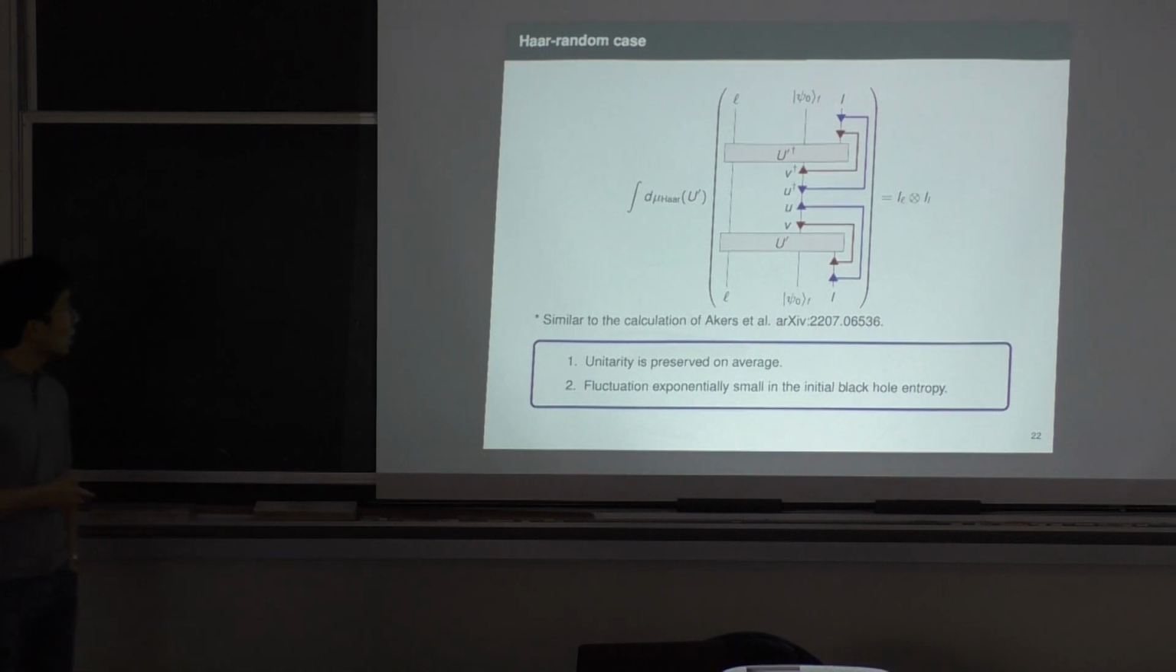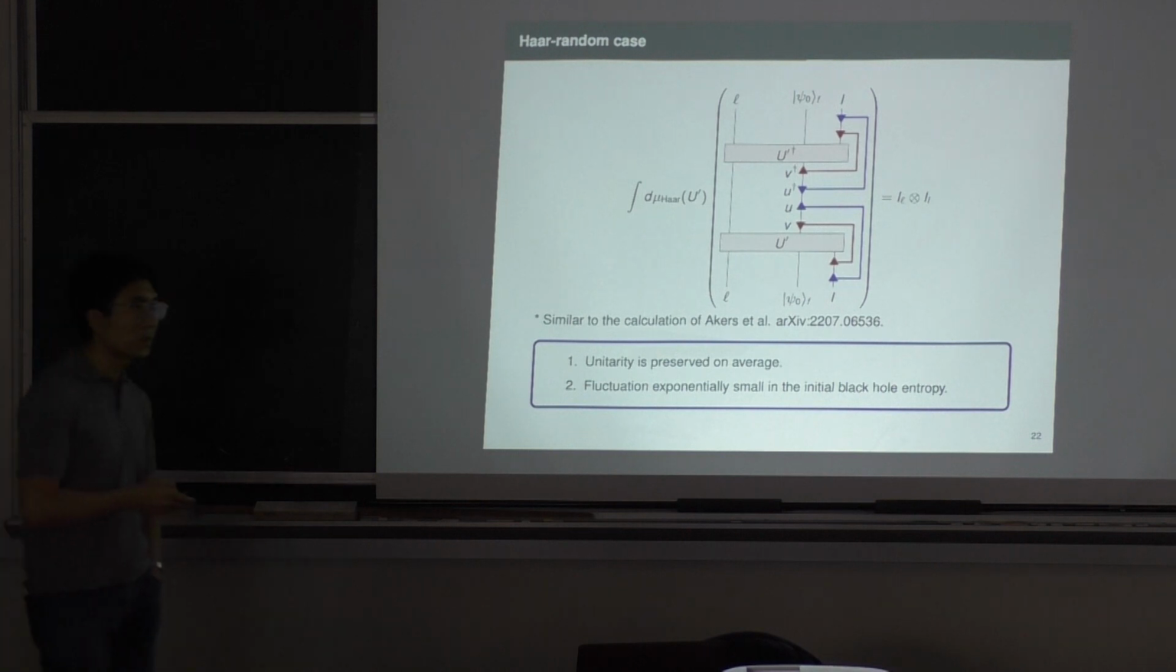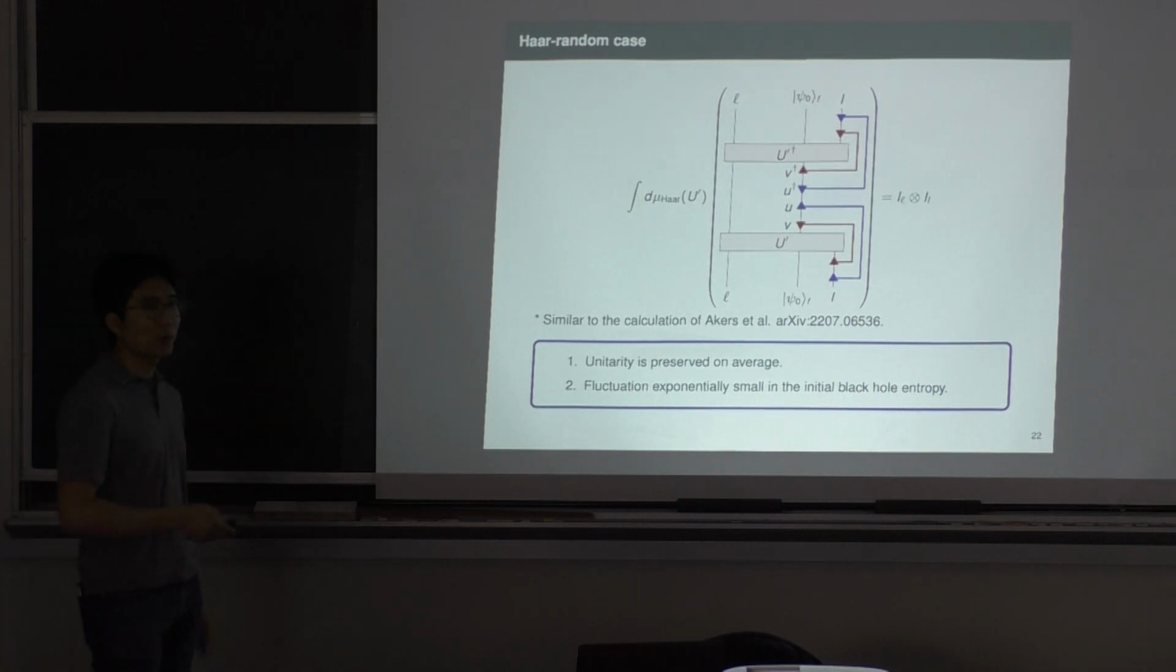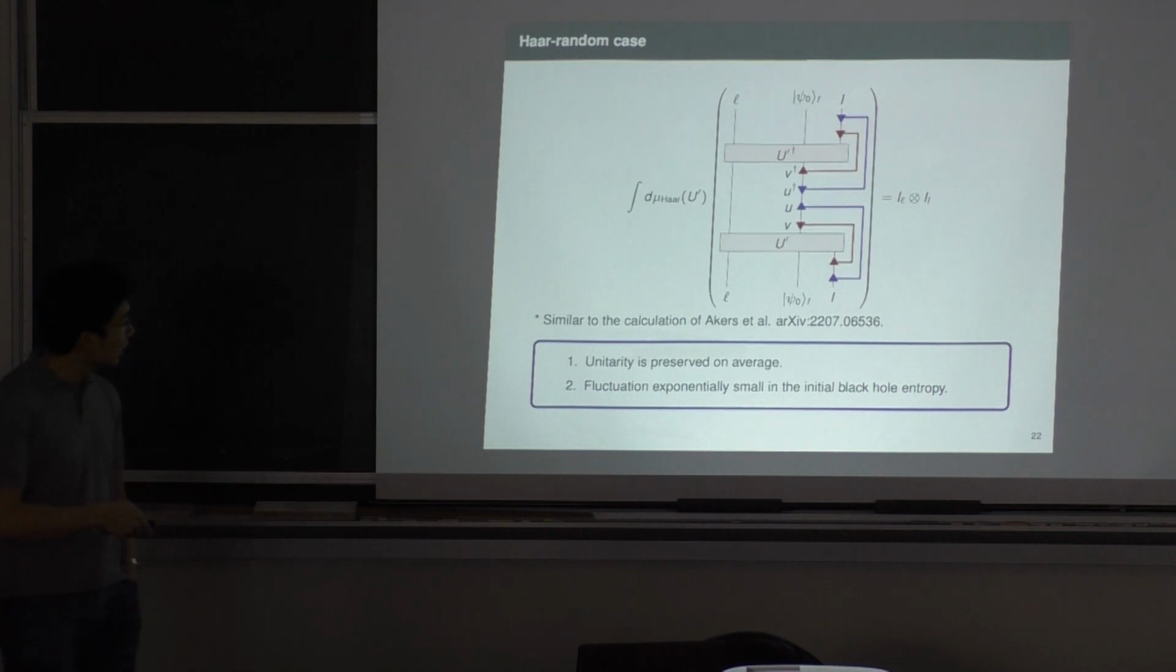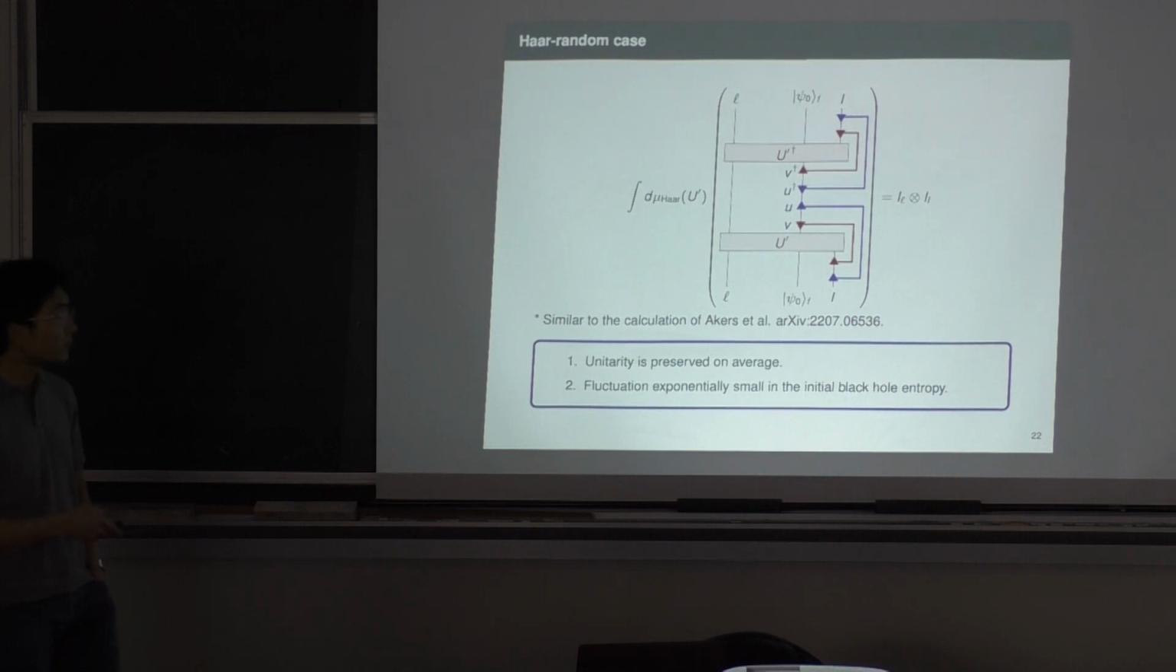And if you have a Haar-random unitary, even though the unitary that we have is non-Haar-random, if you somehow average over these Haar-random unitaries, what you get is exactly a unitary process on average. And moreover, the fluctuation is exponentially small in the initial black hole entropy. This is already very similar to the calculation that was done by Akers et al. So this part is not new.